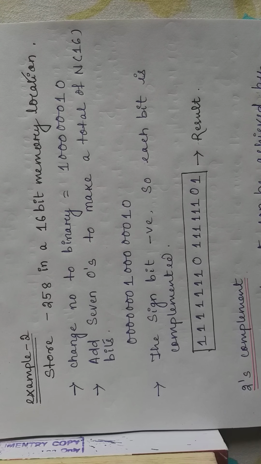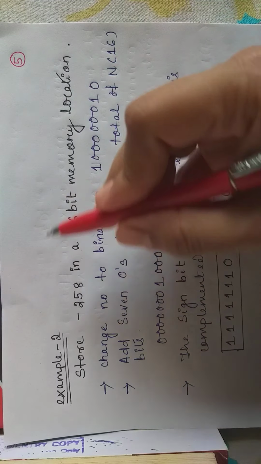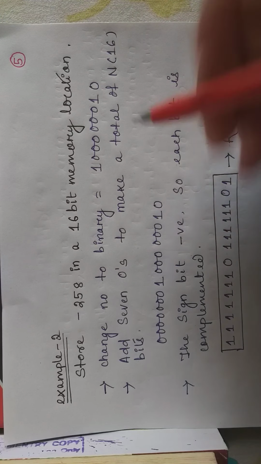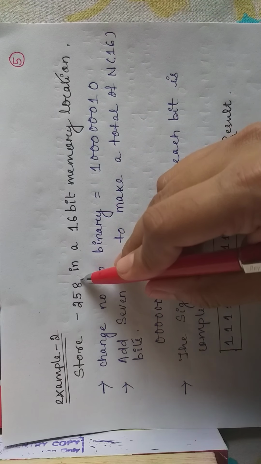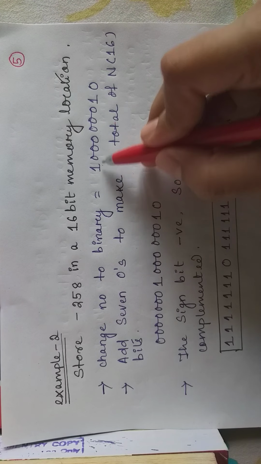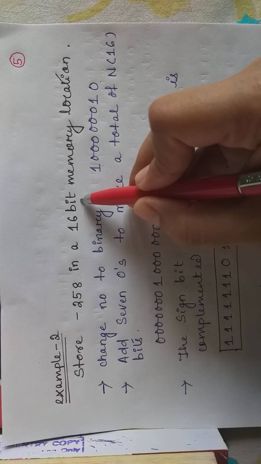Here we are taking another example. Store minus 258 in 16-bit memory location, but using ones complement. First we are changing the 258 to binary form. That means 258 in binary form is 16010. But we require a 16-bit memory location.